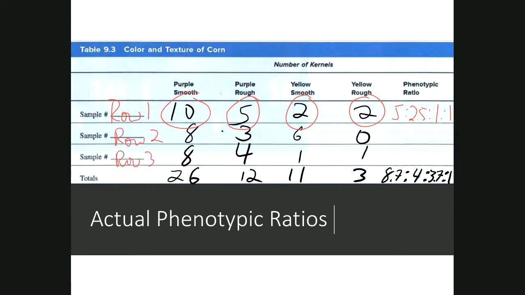But when I add up my samples and get a larger sample size, I get something much better: an 8.7 to 4 to 3.7 to 1 ratio. Very much closer to 9 to 3 to 3 to 1. Remember, we're comparing it to 9 to 3 to 3 to 1. So my expected compares relatively well, just by eyeballing, to my actual phenotypic ratios.